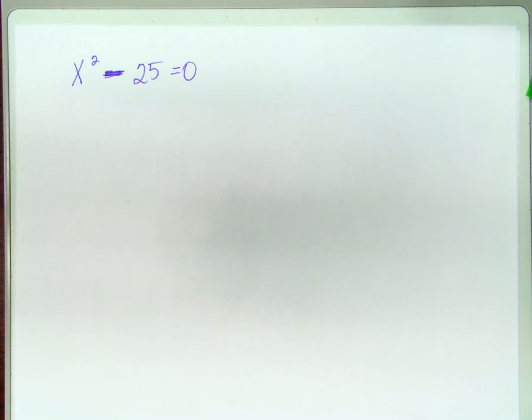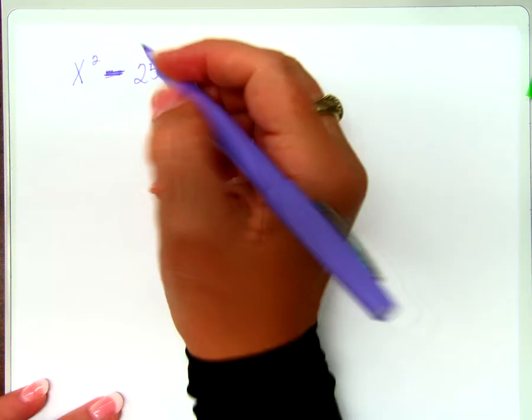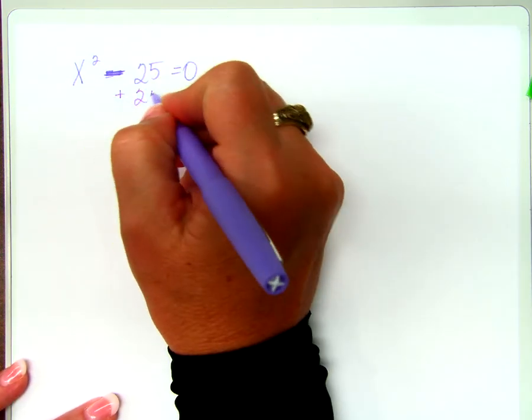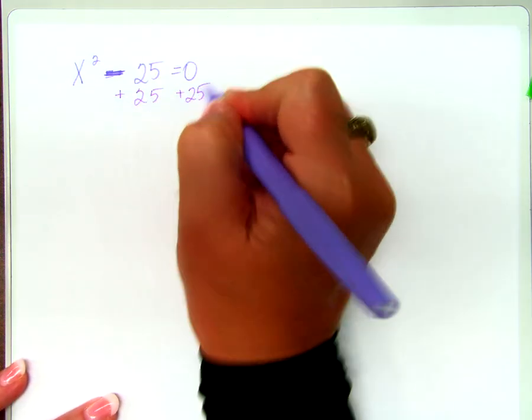Okay? Number 1, we could graph it, but those aren't your directions. Number 2, we could factor it, couldn't we? Yes. Isn't that the difference of squares? Yes. So I could factor it and get at that, but that's not our directions. So let's try following directions. The directions say solve using square roots. So how about if I add 25 to both sides to isolate my x squared term?